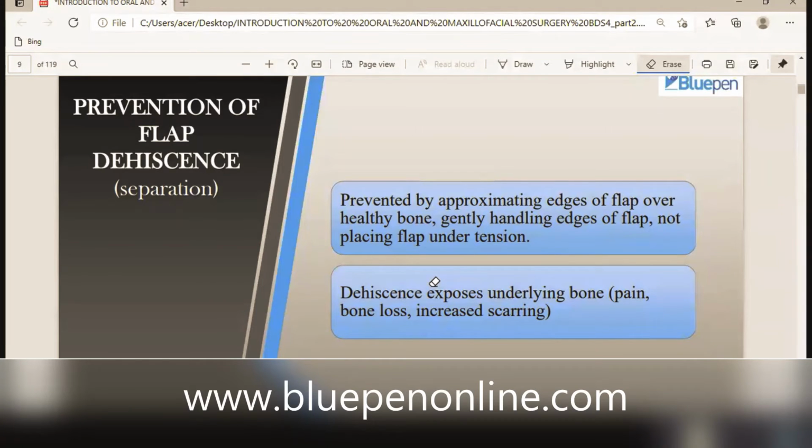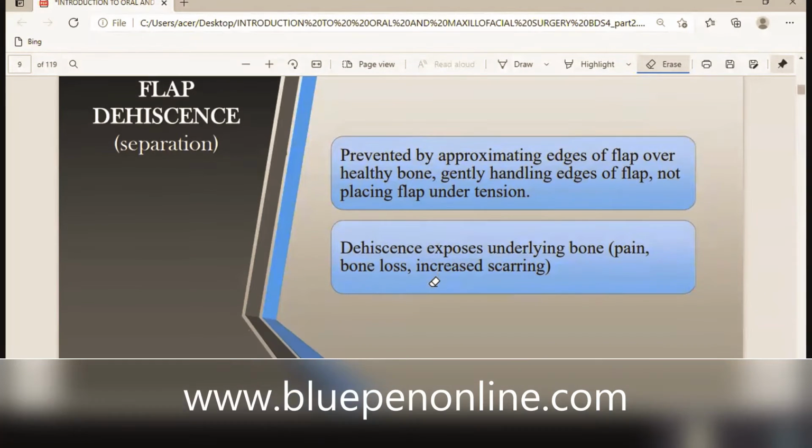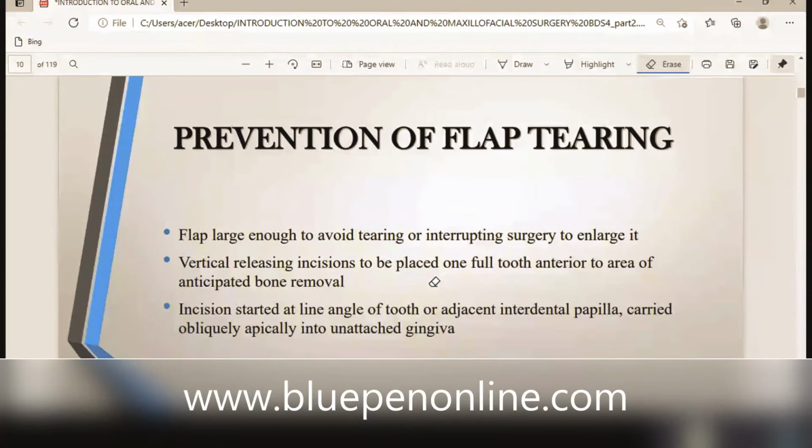And scarring after the healing will take months, and after this healing, there will be increased scarring in that area. For this, it is aesthetically compromised.